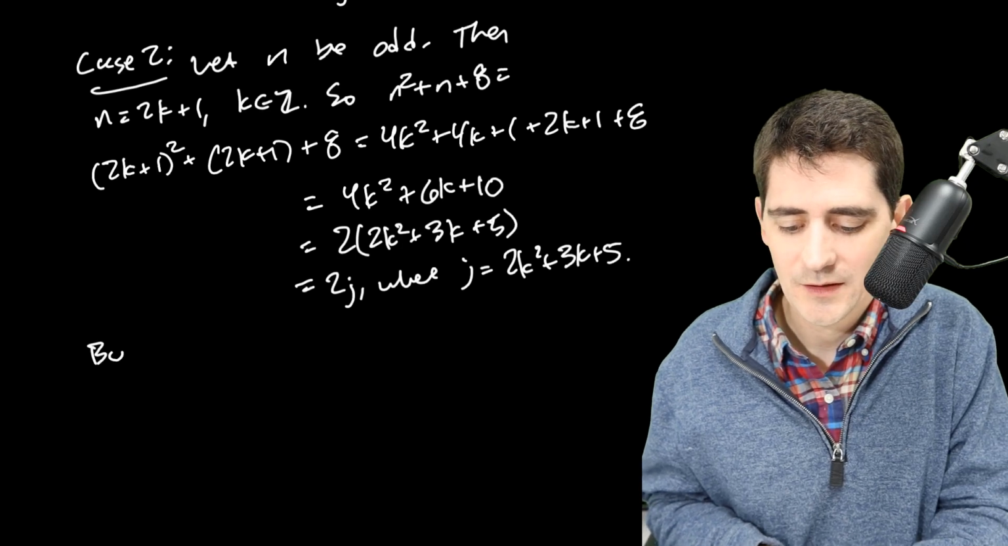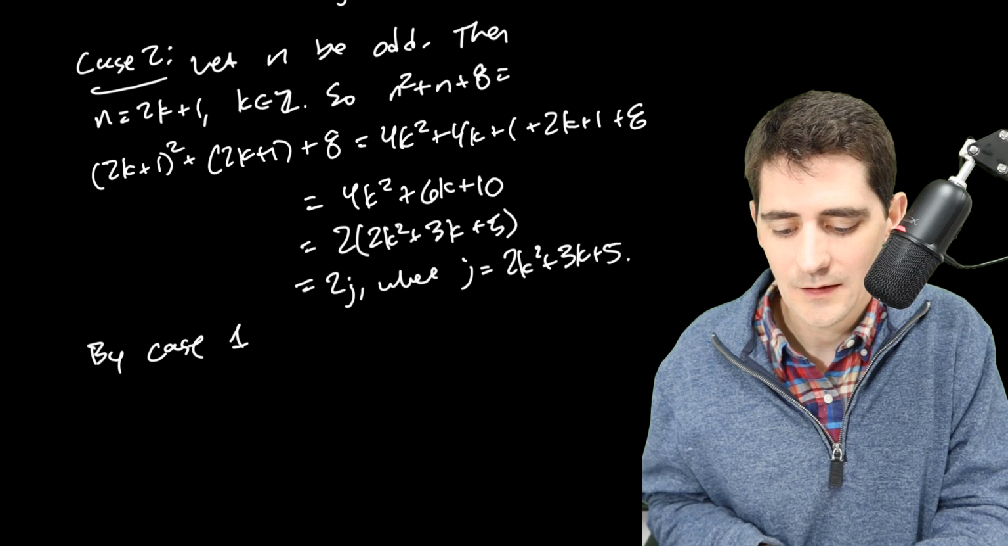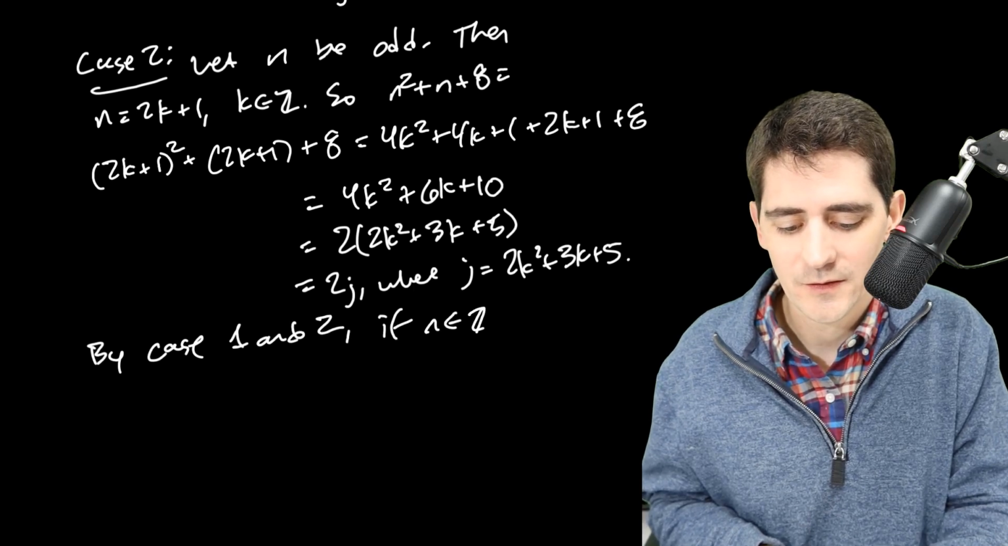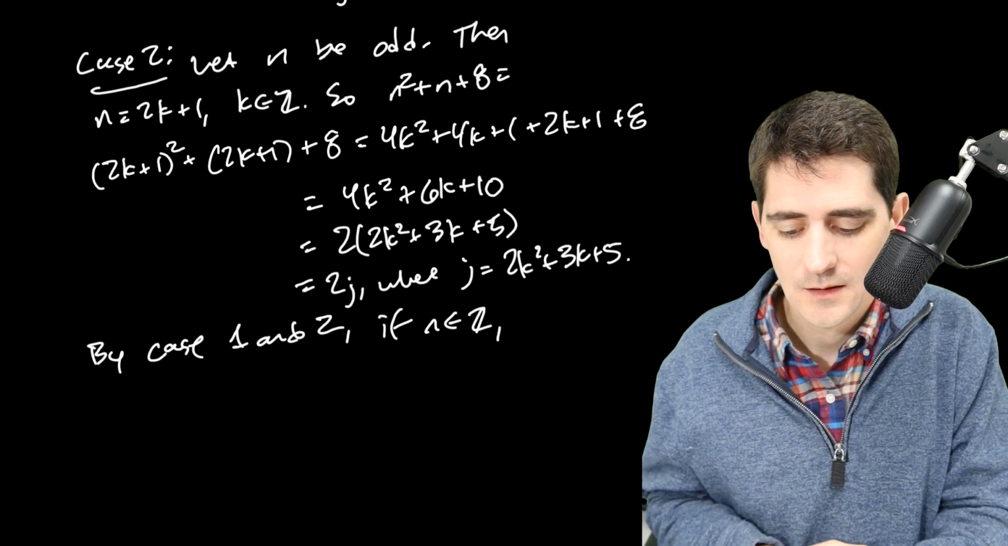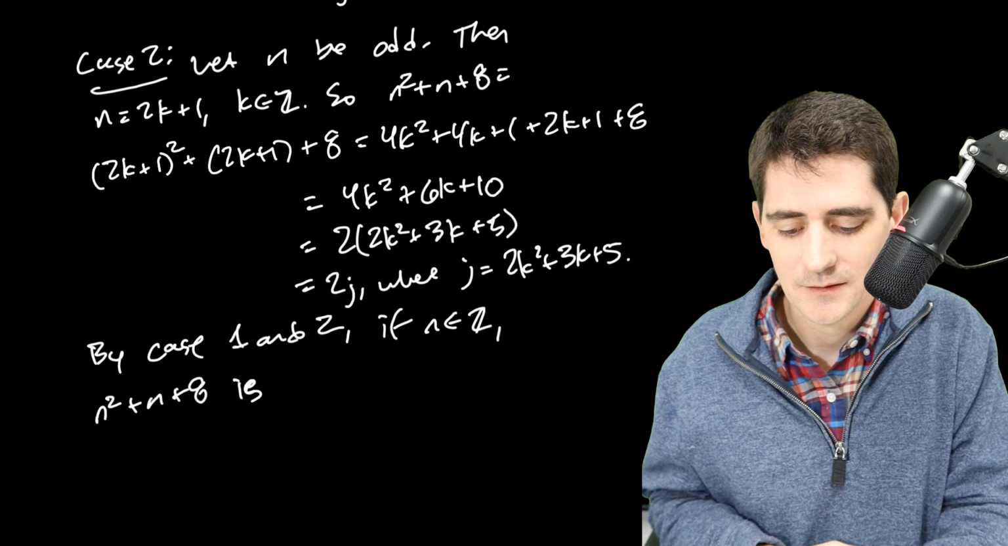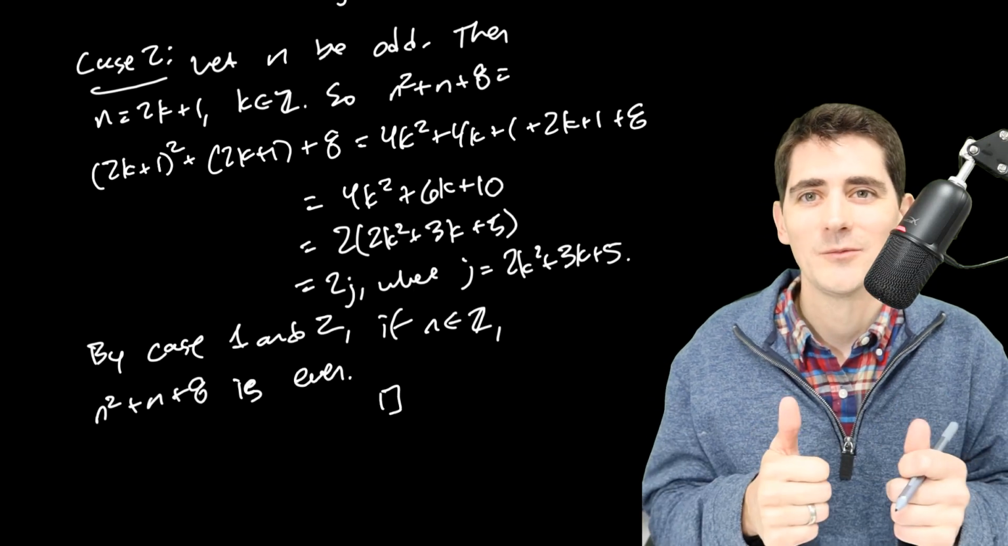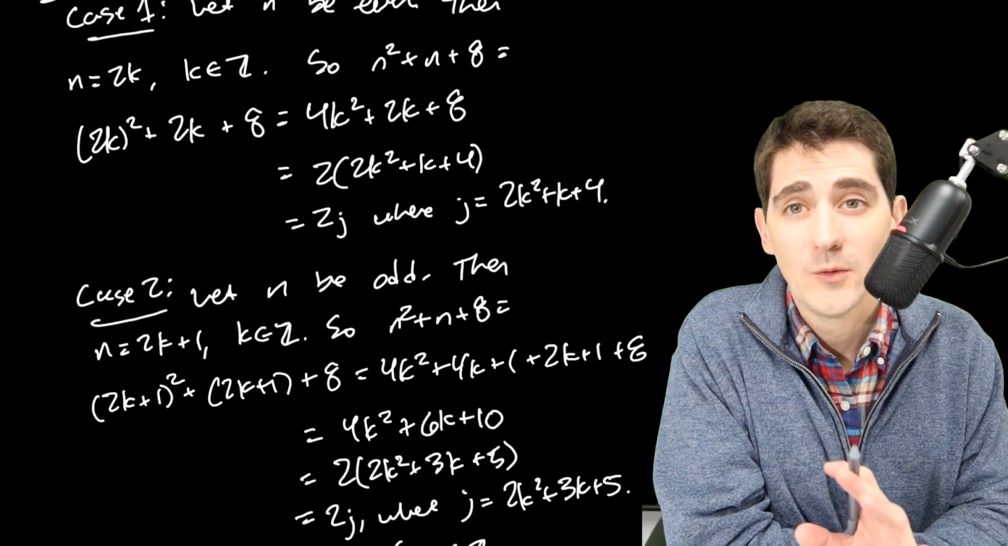Okay, so we can say by case 1 and 2, if n is an integer, it doesn't matter if it's even or odd, n squared plus n plus 8 is definitely even. End of proof. We did it. Awesome. So let me point out one thing here.